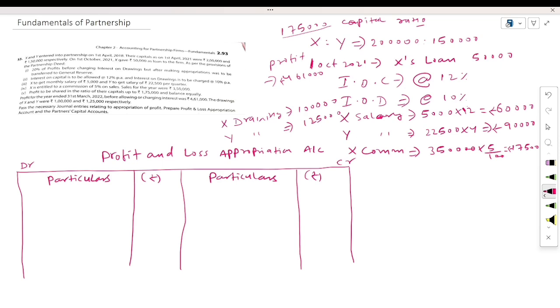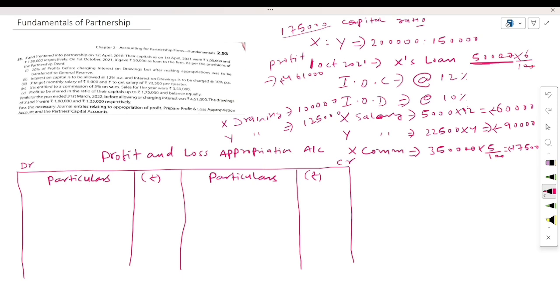So see here what we have to do first. The first thing is that we will have to transfer the net profit into the profit and loss appropriation account. As you know, in the question X has given a loan of how much? 50,000. Interest on loan is not mentioned in the question. As we know, if interest on loan is not mentioned, then according to the Partnership Act, 6% will be given to the partner as interest on loan.